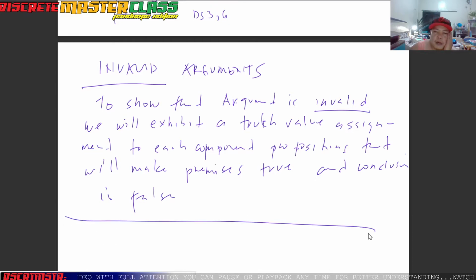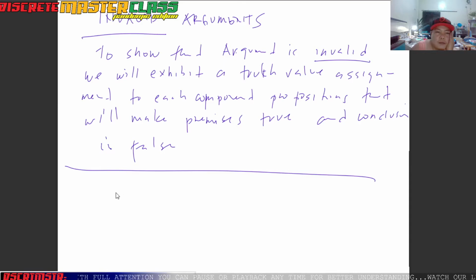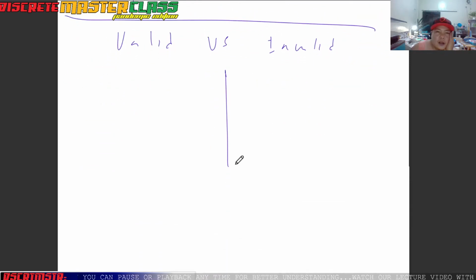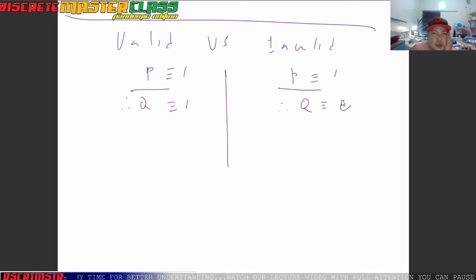Pag valid, ganito yan. Valid versus invalid. Okay. So, let's assume that this is our argument form. Pag valid, if this is 1, this is 1. Kapag invalid, this is 1, but Q is 0. Yan yung pagkakaiba nila. That is 1 implies 1, alam natin 1, but 1 implies 0, alam natin 0. That is the difference between valid and invalid. Okay, I will give example.